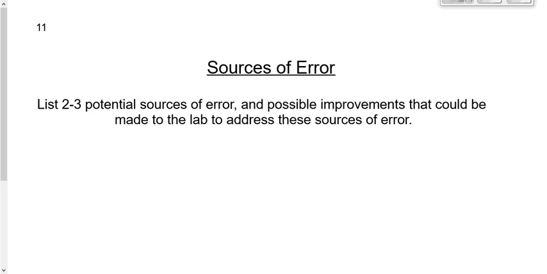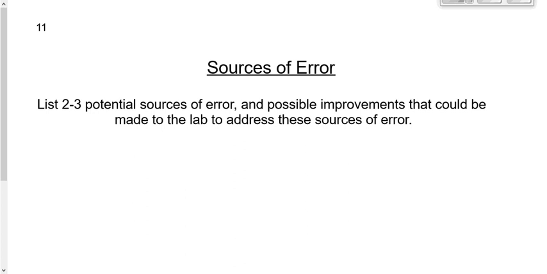Suggest improvements as well. So if you identify a source of error, good. Suggest an improvement for that. If you catch the source of error partway through the experiment, fix it. You can still mention it here. You don't have to leave it and say, oh, next time I'll fix it this way. Just fix it and say, this is the way I fixed it.